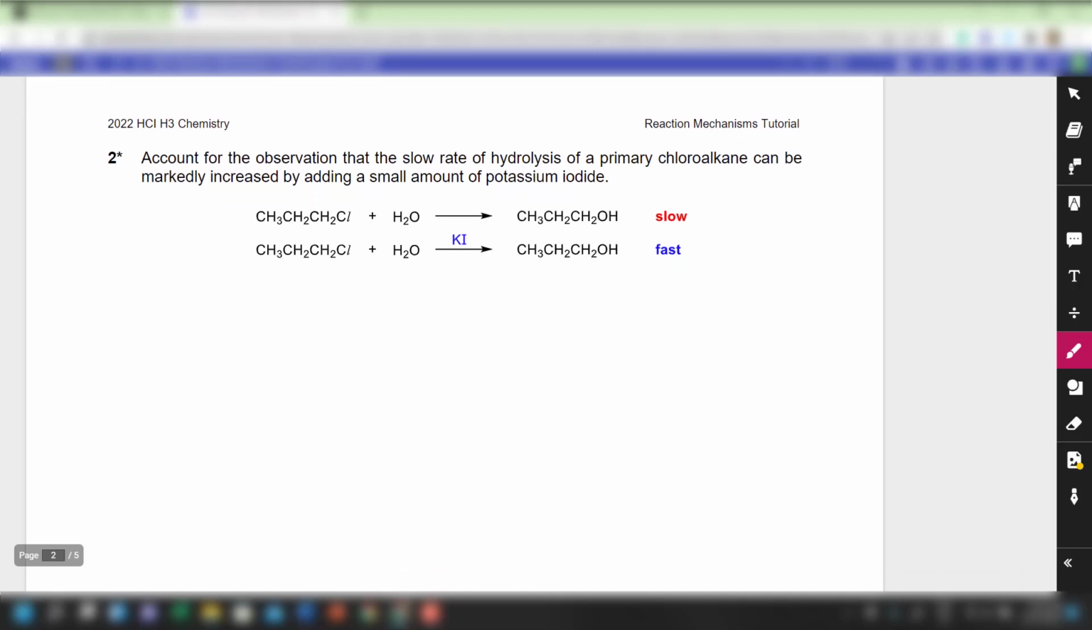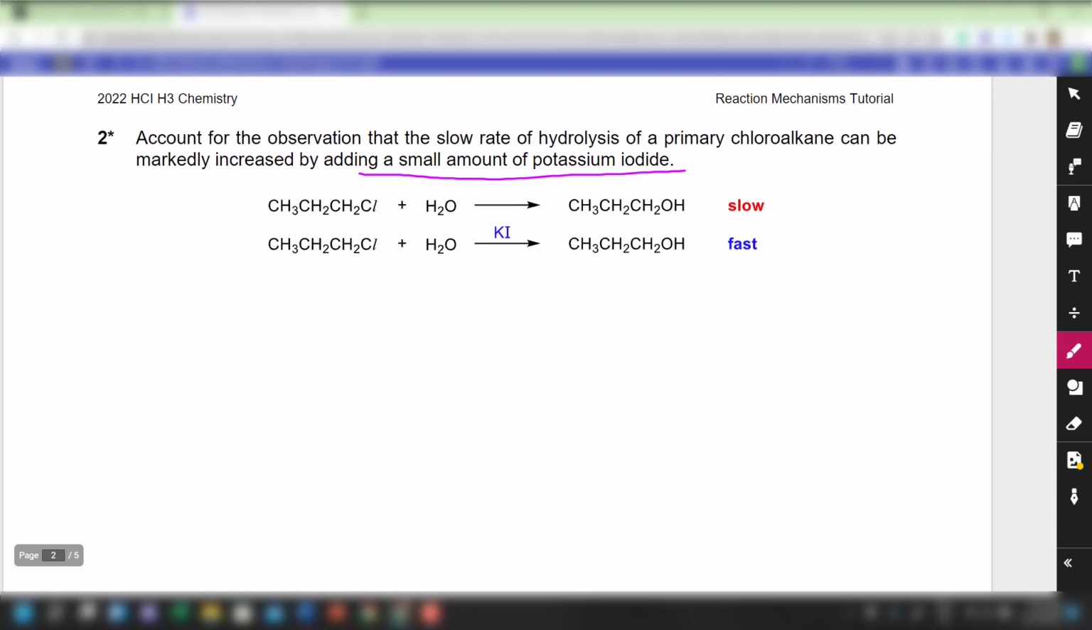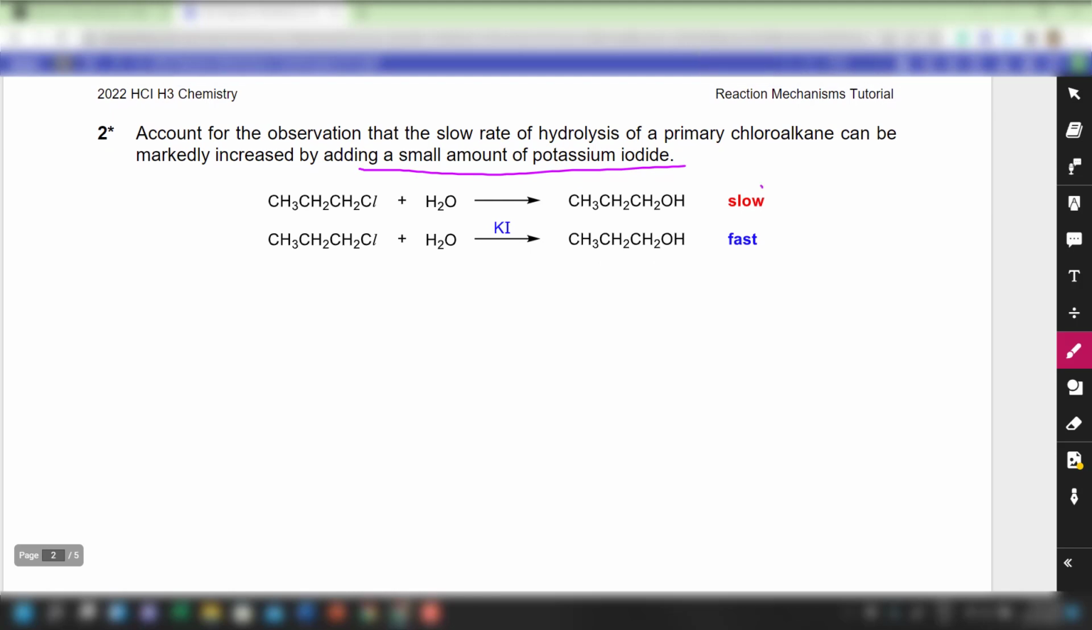Next we'll move on to question 2, which is also a relatively interesting question. For question 2, you are asked to account for the observation that the slow rate of hydrolysis of a primary chloroalkane can be markedly increased by adding a small amount of KI. Obviously this reaction takes place in an aqueous medium.